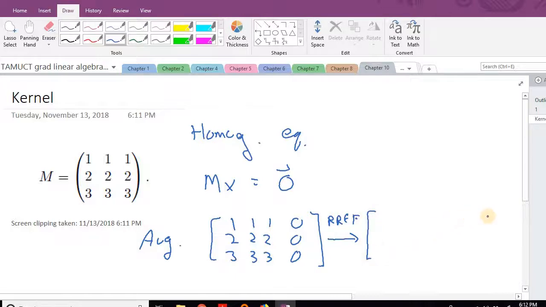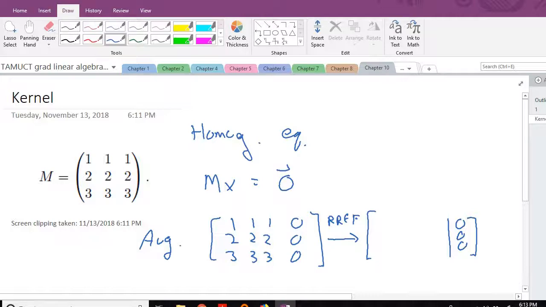Should I call on somebody? Let's see. How about you, Sheena? What's the row reduced form of that? Everything except the top row going away. Yes, very good. That's exactly what happens. You take this minus 2 times that and it goes away, and then 3 minus 3 times that.